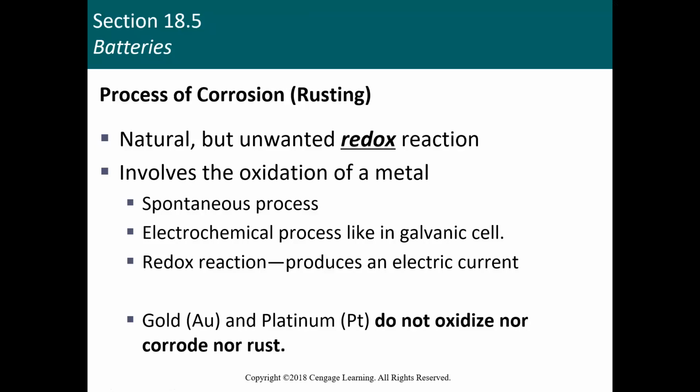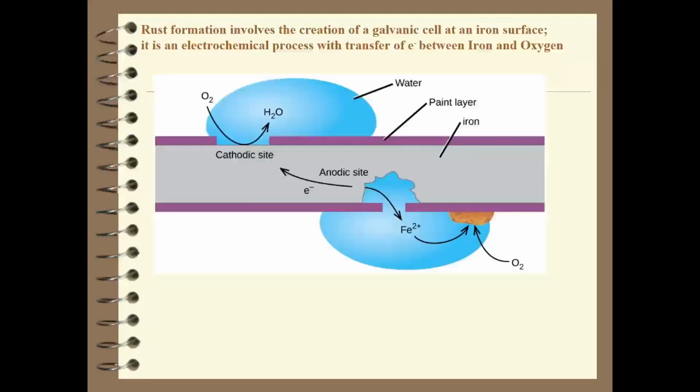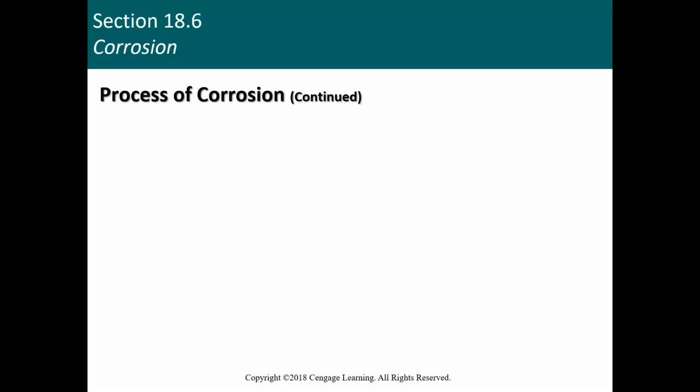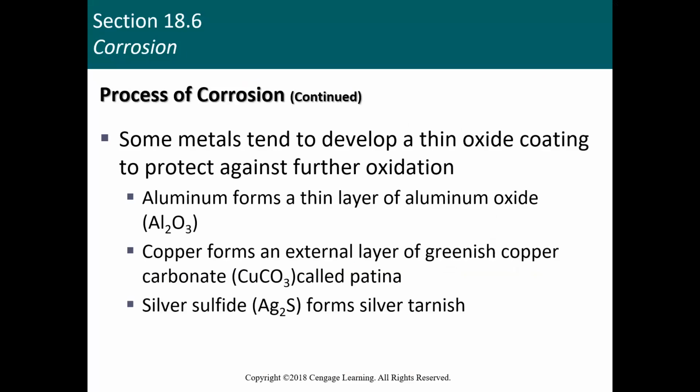Okay, let's see. Next one. Just to point out that rust does involve redox. You don't need to know the specifics about that. Now, some substances form a natural coating to prevent corrosion. So aluminum forms a coating. Some metals tend to develop a thin oxide coating. So aluminum forms aluminum oxide. Copper forms copper carbonate. It's sort of a greenish color and it won't corrode. And silver tarnishes to form silver sulfide.